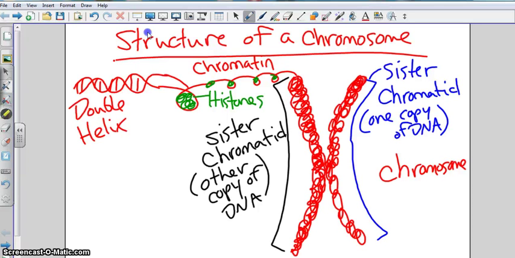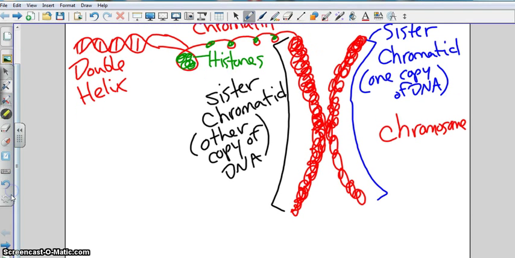Now, the only other part of a chromosome that we want to look at is this center where they're connected. Let me do this in green here. This center where they're connected at, it has a specific name. We call it the centromere. Centro makes you think of what? Center or central, and it is the center part where they're connected.